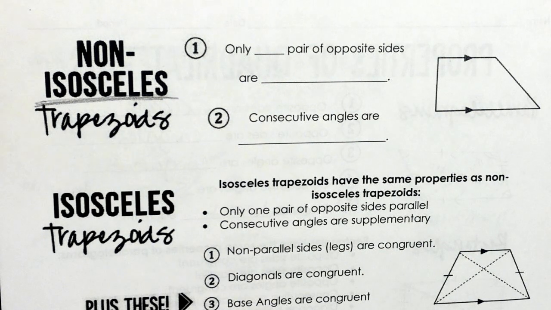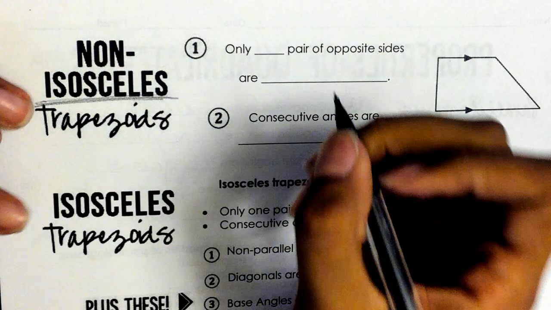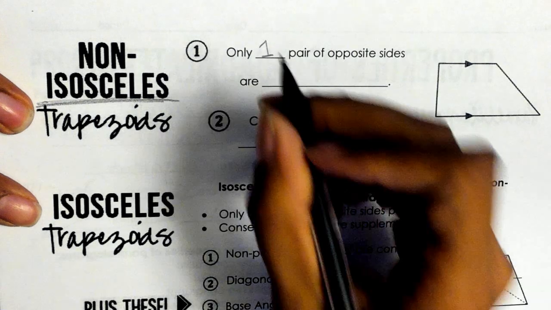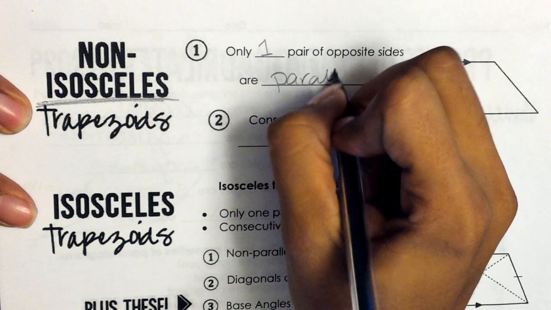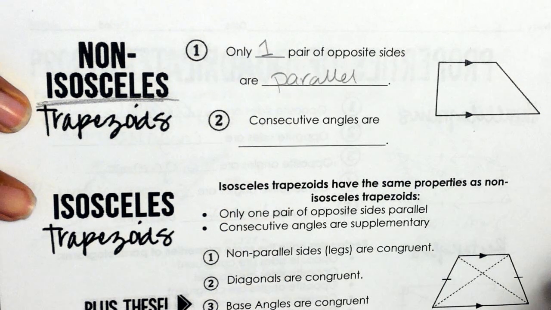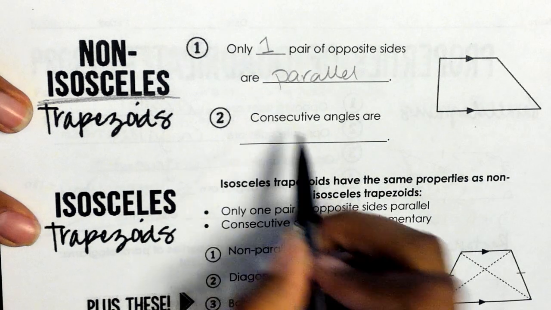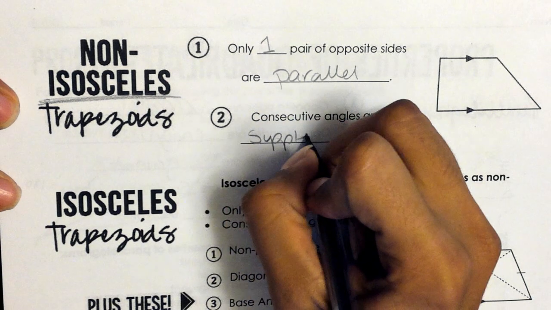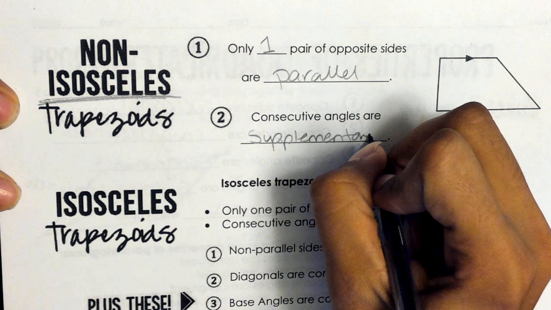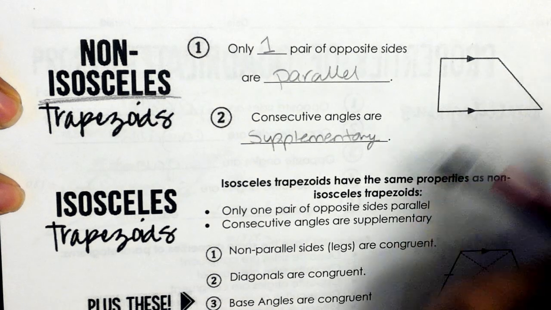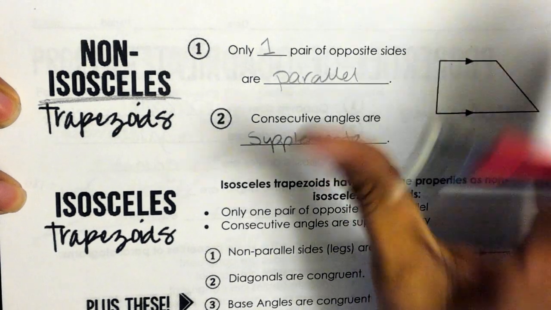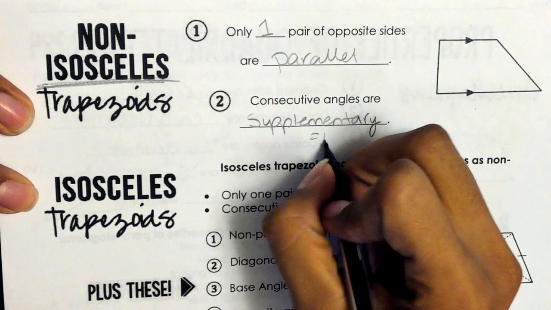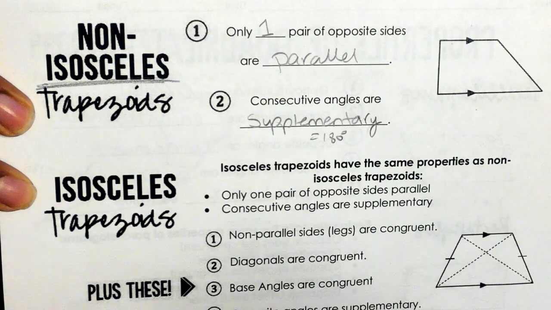So, a non-isosceles trapezoid, which is a basic trapezoid, has only 1 pair of opposite sides that are parallel. And that's already in the picture for us, those arrows. And then consecutive angles are supplementary for these as well. Now, the opposite angles are not congruent here, but consecutives are supplementary, okay, which means equals 180.